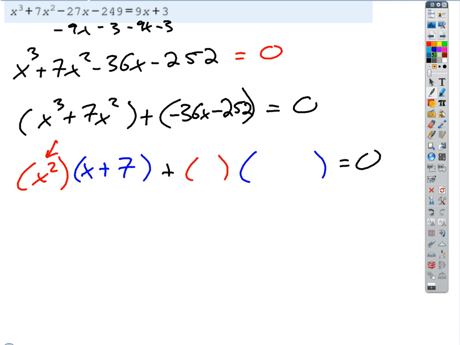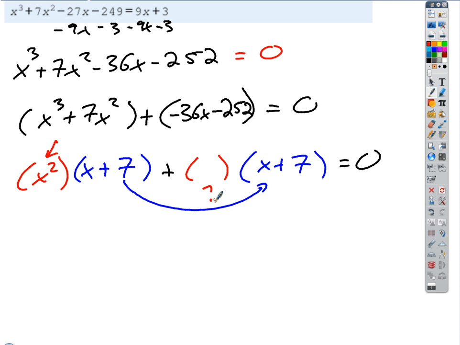Blue. Good. The blue has to be the same if it's going to work, right? So we have to just determine, does it work? That has to be the same, but does it work? Is there something I can undistribute here to make that work?